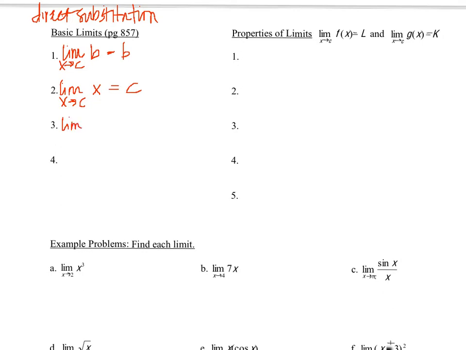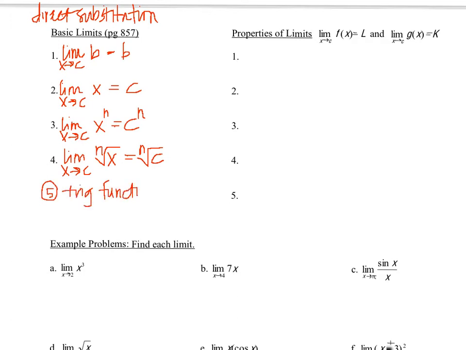The third one, the limit as x approaches c of x to some power n, equals, I'm going to plug c in for x, so I'm going to get c to the nth. If I take the limit as x approaches c of the nth root of x, again, when I plug a c in for x, I get the nth root of c. And I just want to add something here as well. All trig functions can be used with direct substitution also. So kind of keep that in mind.